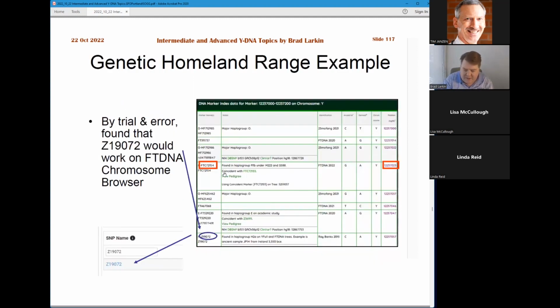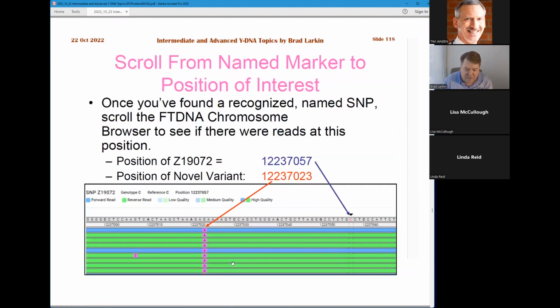This is sort of the same process on Genetic Homeland. You can enter a range search and return all these SNPs along that range. We found Z19072. We try that in the search tool and it says, oh, okay, we have that one, not required derived. So we open the FTDNA chromosome browser with Z19072. There's no change there. See, it's all just whatever the reference is. But if we scroll it back to that position, 1223703, we can clearly see, yes, the person does have the G to A mutation there.